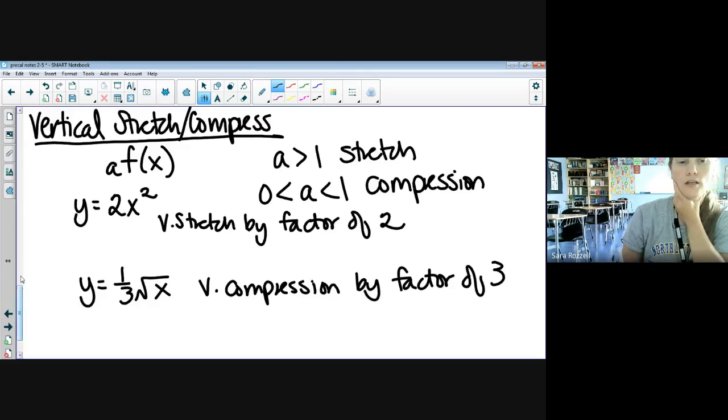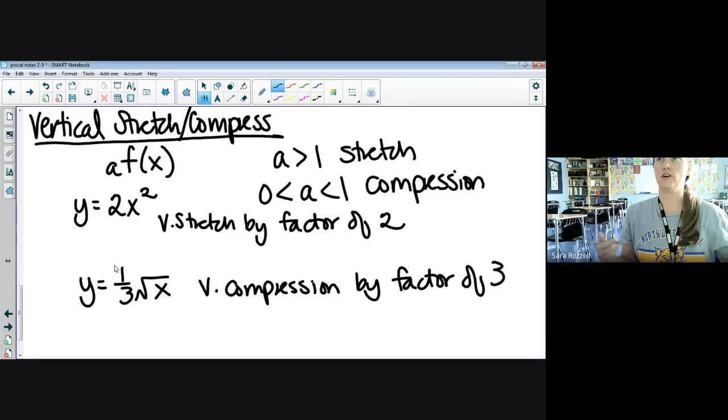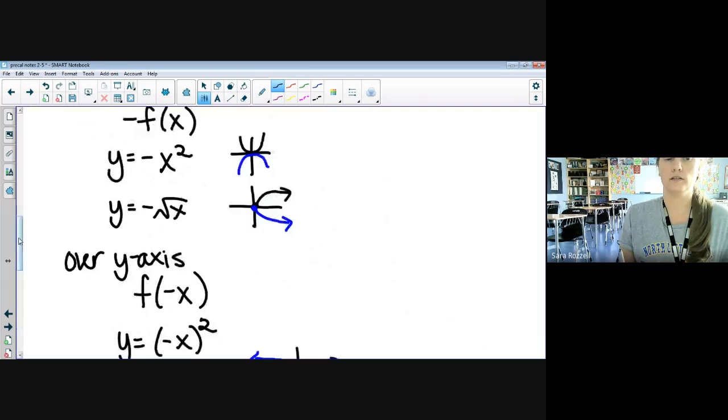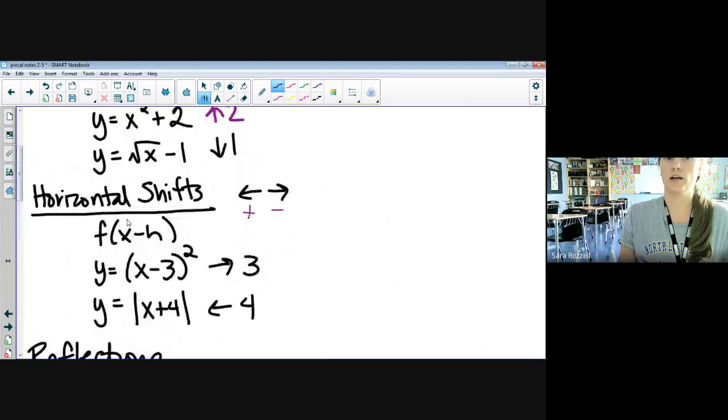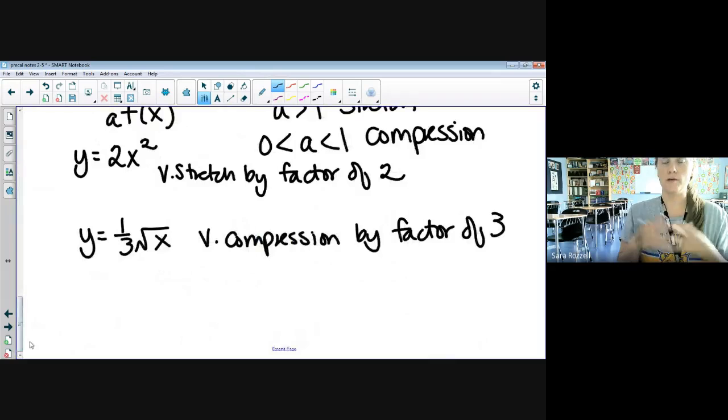Okay. So for vertical stretch or compress, our numbers are on the outside. Where do you think the number is going to be for horizontal, just based on what we've done so far? Where have all of the horizontal things been? This is a horizontal one. This is a horizontal one. It's going to be inside the parentheses. So if you've got a number multiplied by x inside the parentheses, that's our horizontal stretch or compression.